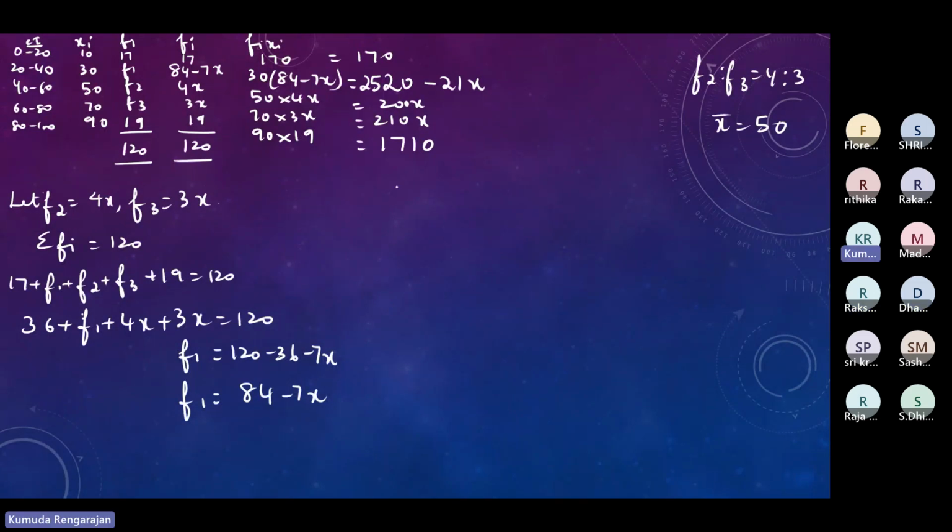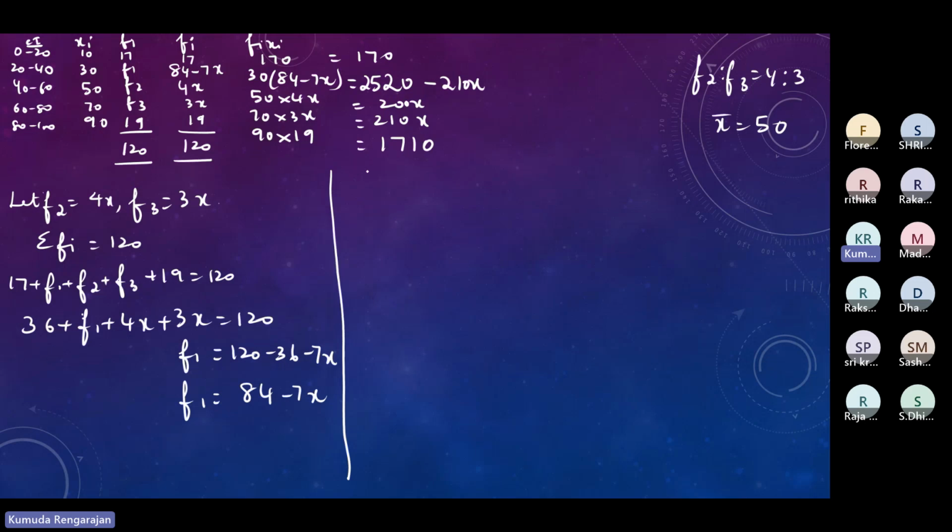Correct? Rakshita, am I right? Ma'am, in that second one, it should be 210x. Ouch, thank you. 210x, yeah. Correct? Yes, ma'am. Okay. So what's the total then?